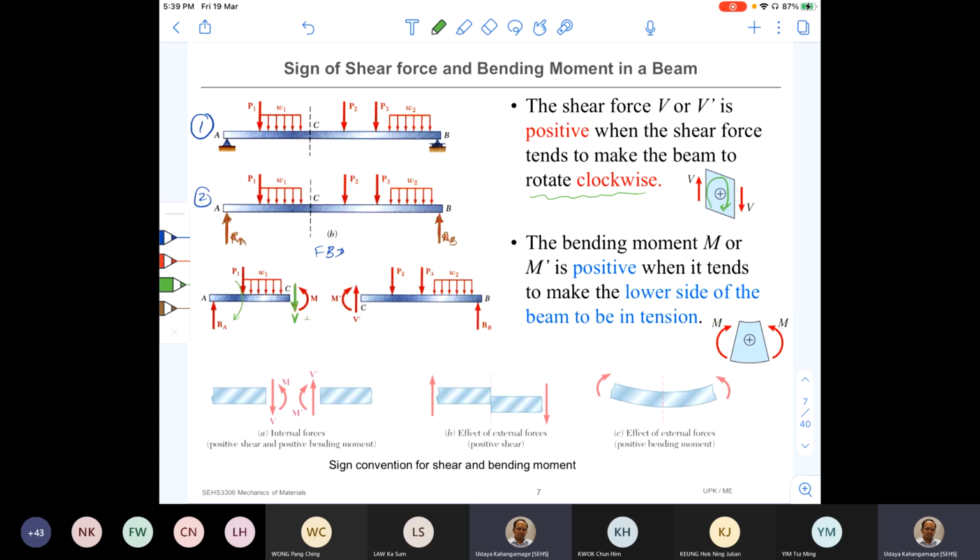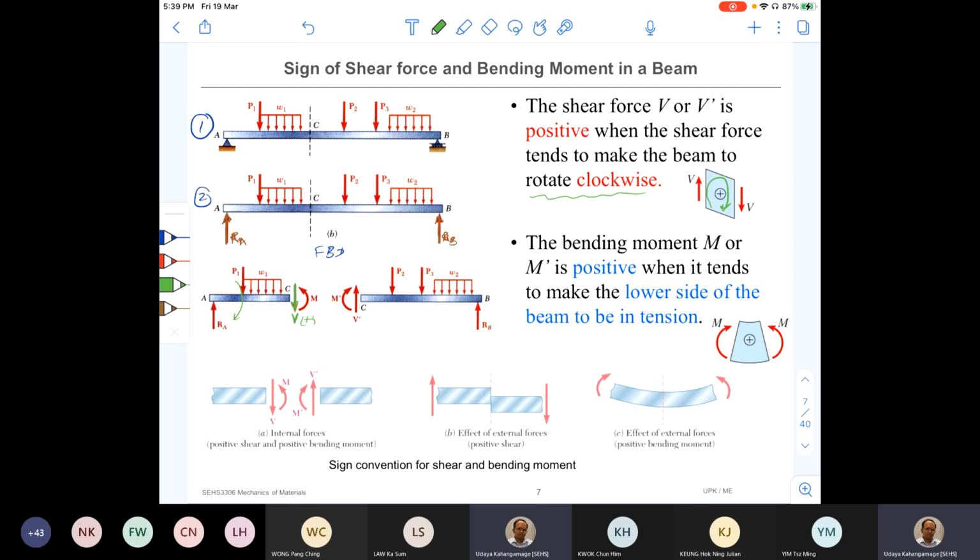It is clockwise. So it's a clockwise rotation. Therefore, this is a positive V. That is the reason why I mark it downwards. Okay, so always unknown forces you mark in the positive direction. Then by looking at the answer, we can decide whether our marked direction is correct or not.